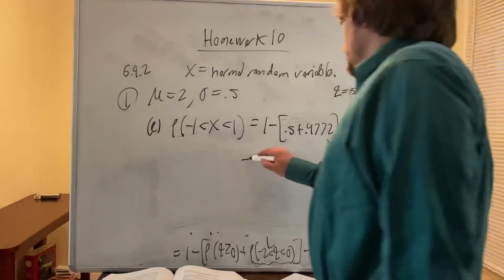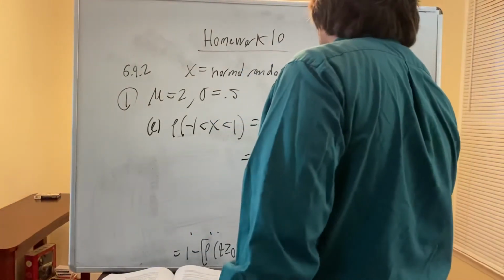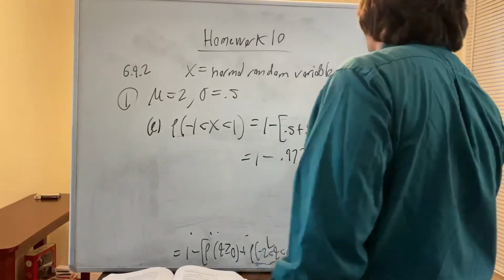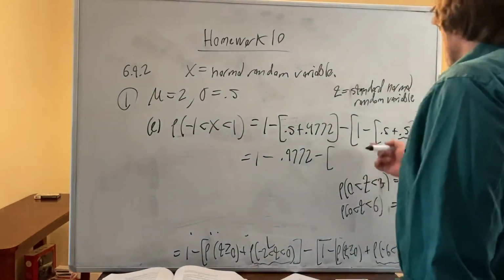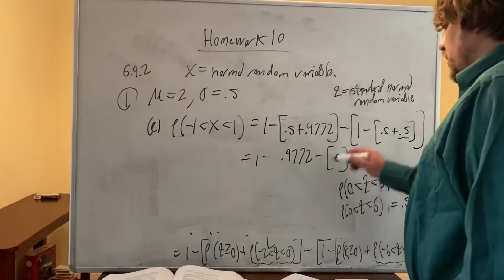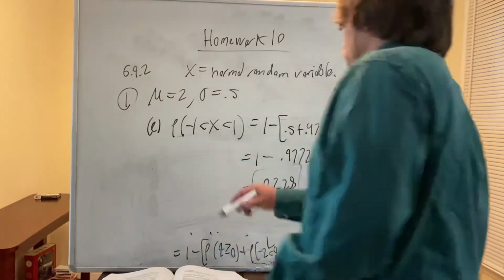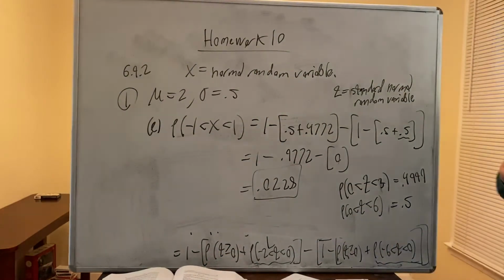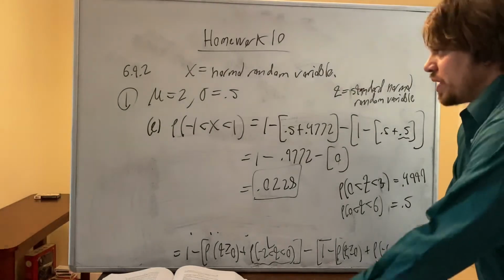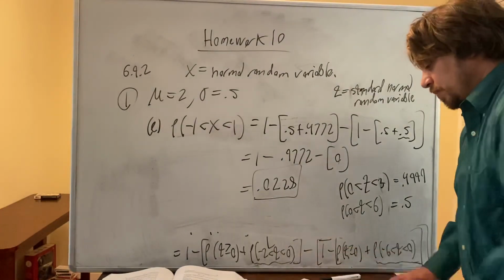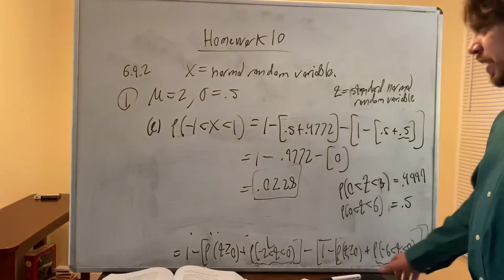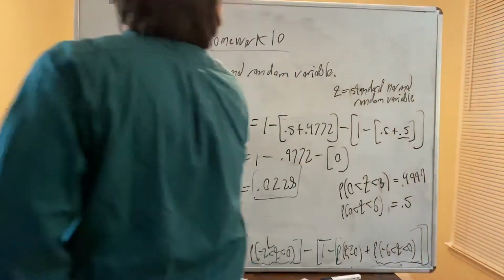Okay, so then this is equal to 1 minus 0.9772 minus 1 minus 1, which is 0. So this is 0.0228. Okay, so that's part E. So that's 1A through E. Okay, let's go to the next section.